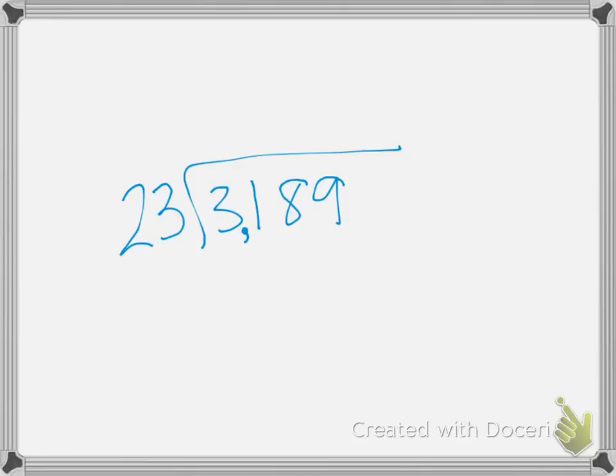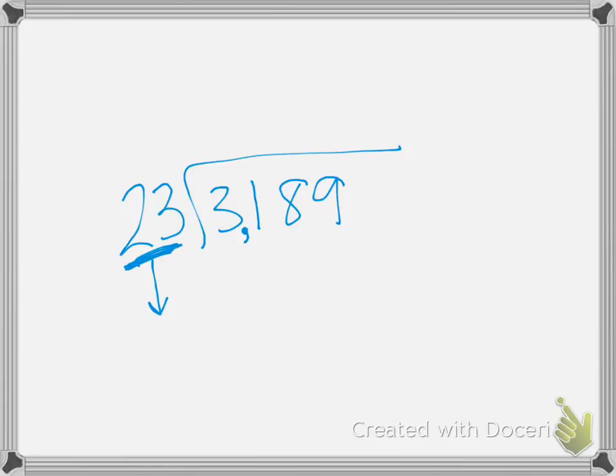So our first problem that I would like you to write down in your spiral is not a word problem. So you are so welcome. So I would like you to write down this problem. 23 divided by 3,189. So, I would like you to tell me what you would round this to, just normal.